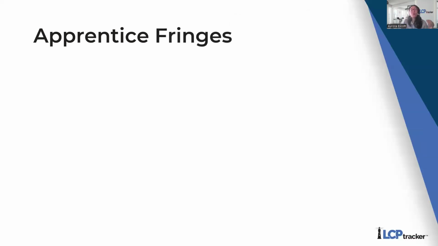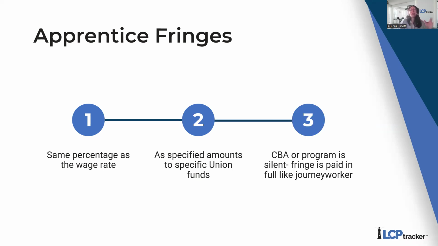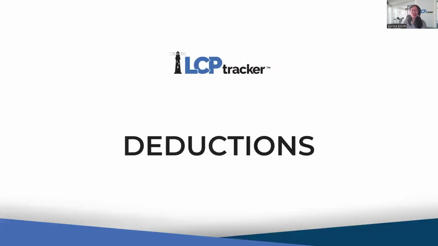Now, as far as fringe benefits go, that's a little different here. Fringe benefits should always be paid based on their apprenticeship program. That program will usually state if they can be paid at a percentage based off of the journey worker rate, or it might be a specific amount according to union requirements. Or if those items are silent, then they can also be paid full fringe benefits like a journey worker. Pretty cool, right?